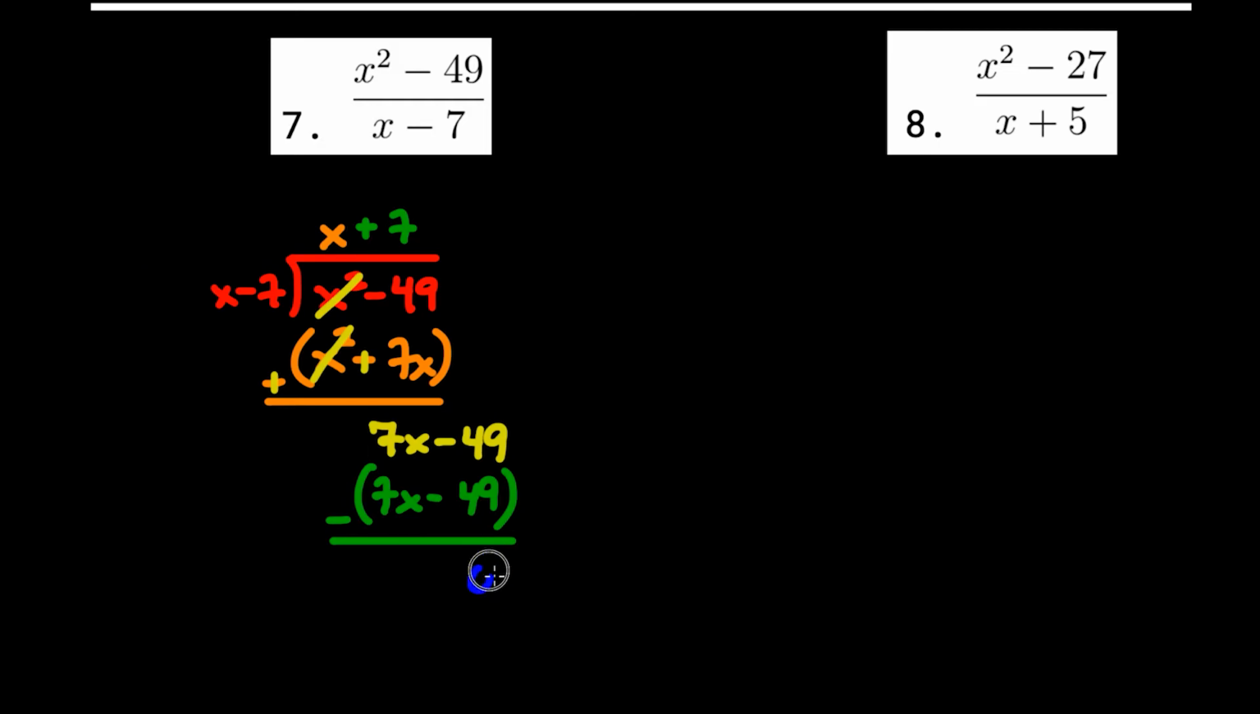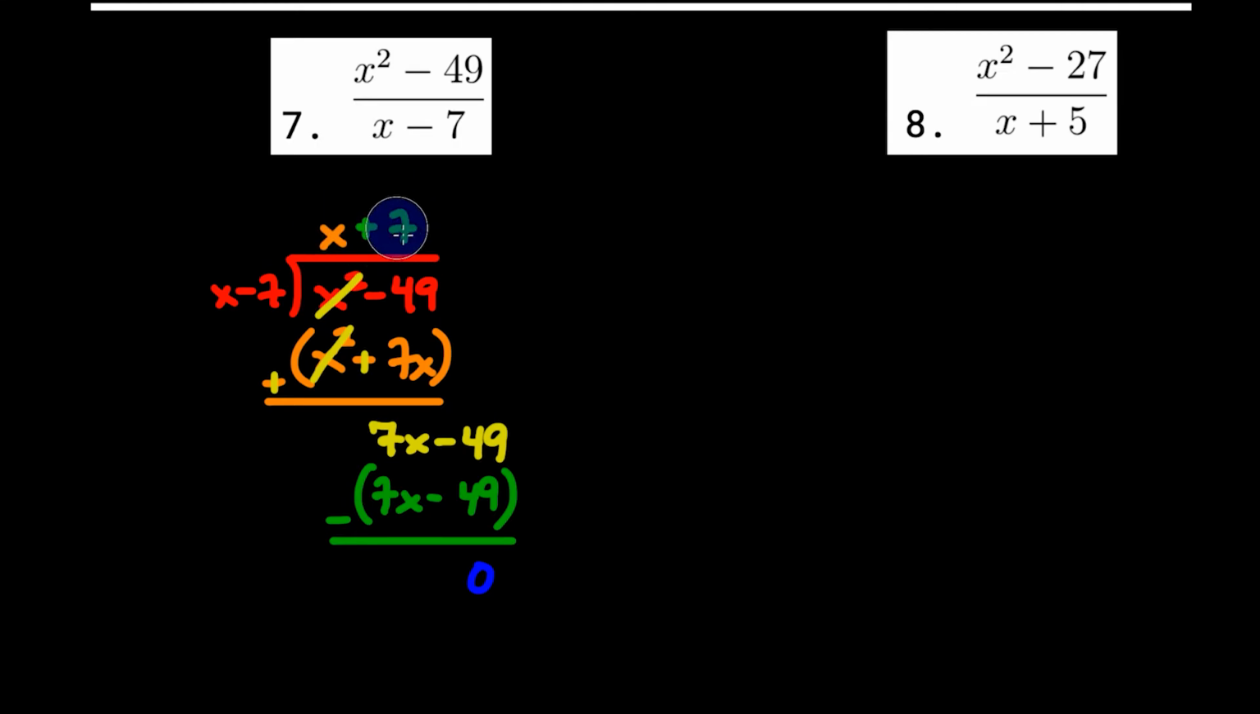Cancel, cancel, plus, plus, and you end up with 7x minus 49. Okay, then you have to look at the leading term. What do you multiply x by to get 7x? Well, 7. 7 times x is 7x. And then 7 times negative 7 is negative 49. And you'll notice that everything cancels out here, which is nice. Okay, when that happens, then you know you have the right answer right there.